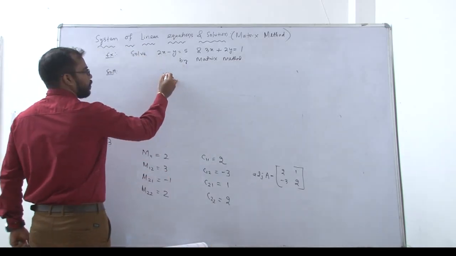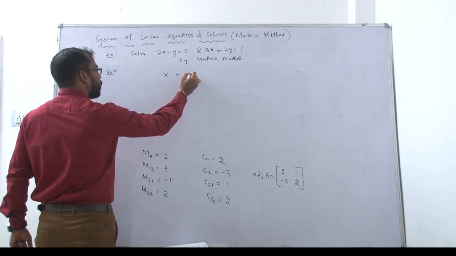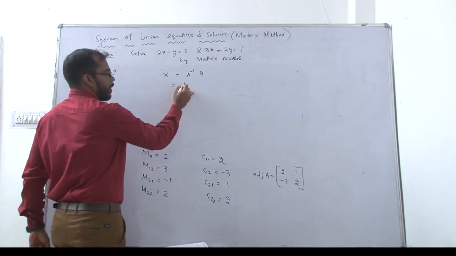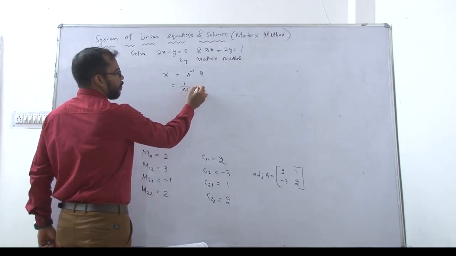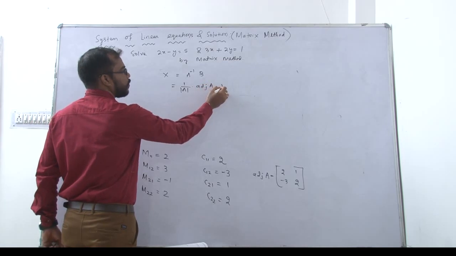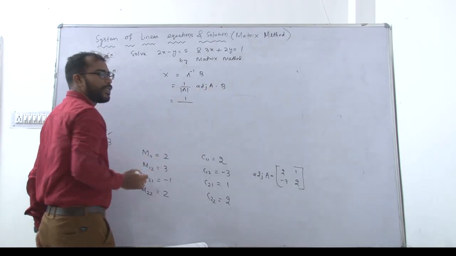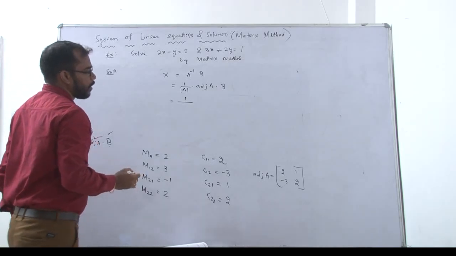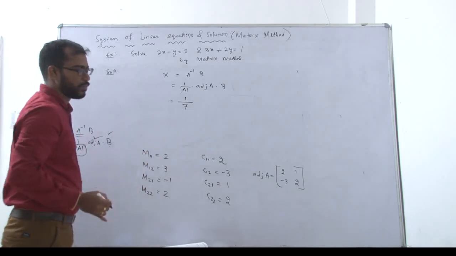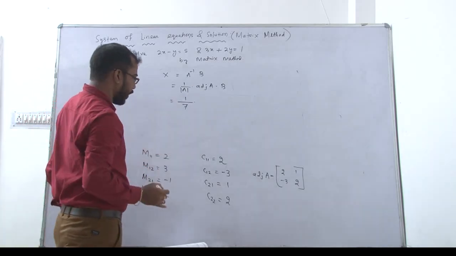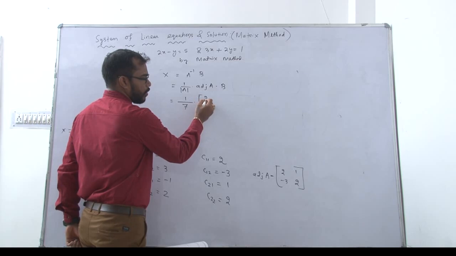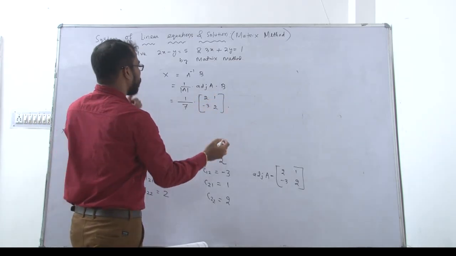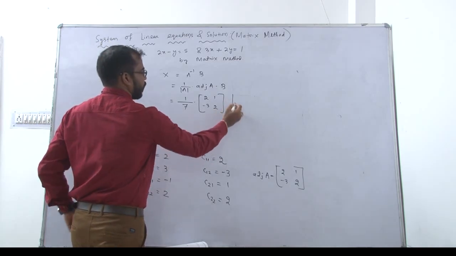So next we have to find, as you know, X is equal to A inverse B. The formula of inverse of A is 1 by determinant of A into adjoint of A, into B. So if we put in the value of determinant of A, I think that is 7, into adjoint of A, which is [2 1; -3 2], into B. The value of B is [5; 1]. Okay.